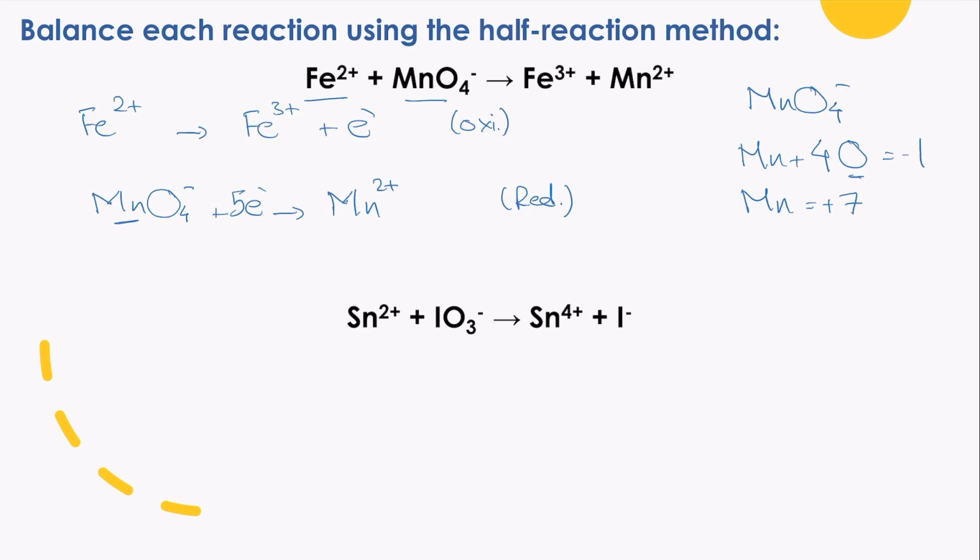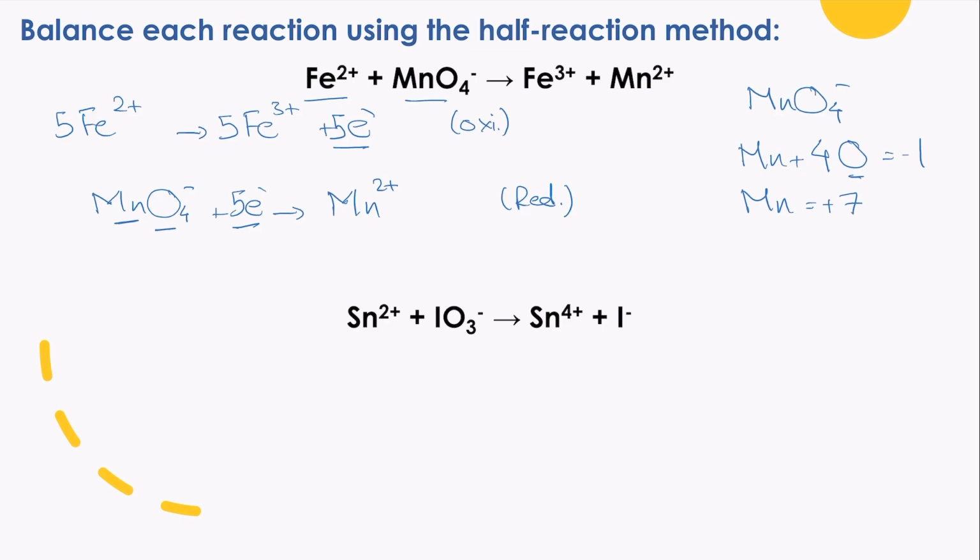Okay, so how we can balance the electrons? We can just multiply the first equation or the first half reaction by 5. So now the electrons are balanced. Next, we need to check the atoms that we have here. We have oxygen in the reactants, but we don't have oxygen in the products. How to balance the oxygen? We add water molecules on the other side.